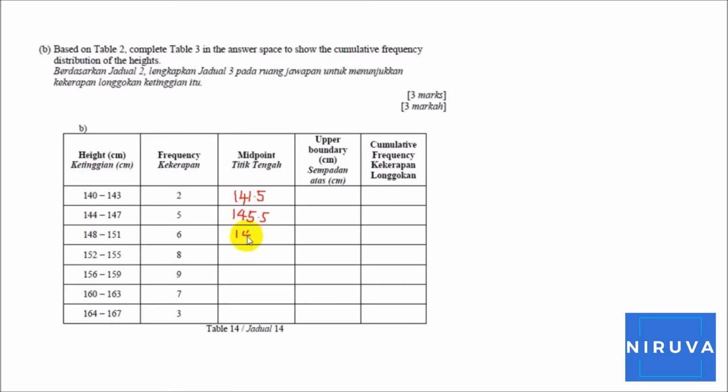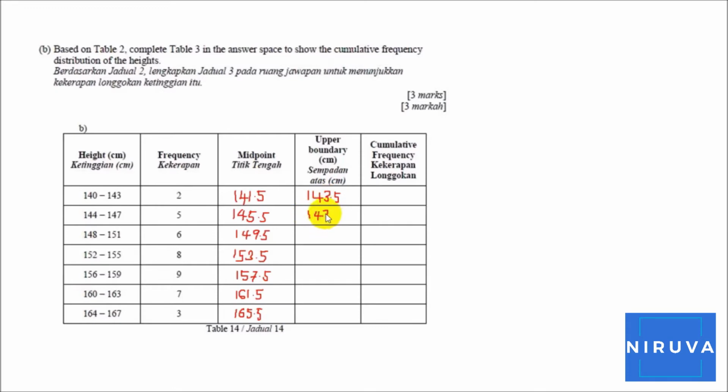So here, 149.5. And this is 153.5. 157.5. Okay, next 161.5, and lastly we have 165.5. Okay, next is upper boundary, meaning the mid interval between 144 and 143 is 143.5.